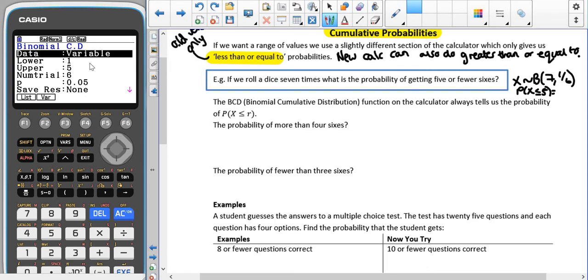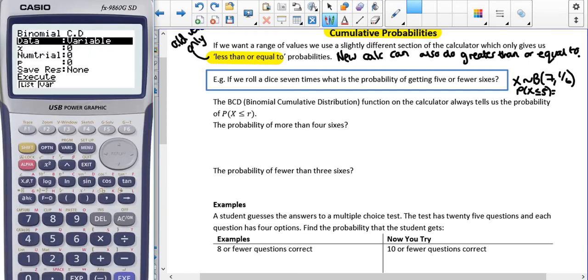So then, if you've got the new version of the calculator, the lowest value that we want to get, the lowest number of 6s that we want to get is 0. The highest number of 6s we want to get is 5. The number of trials is 7. And the probability is 1 out of 6. And we can see there we end up with 0.999871139.